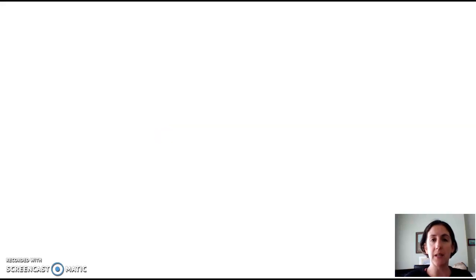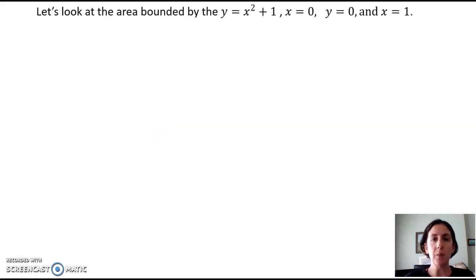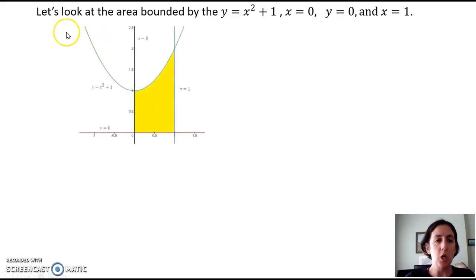Let's talk about what it means to be the area underneath a curve. We'll start by looking at the region of a graph that is bounded by these four equations. So we have the parabola x squared plus 1, the horizontal line y equals 0, the vertical line x equals 0, and the vertical line x equals 1. So let's look at that yellow region right there.